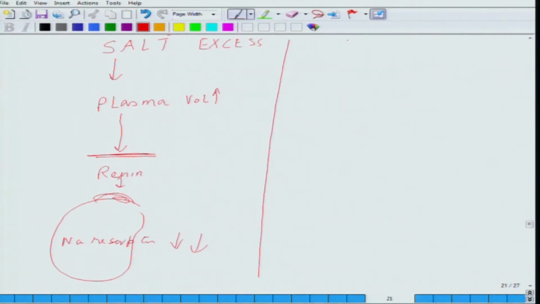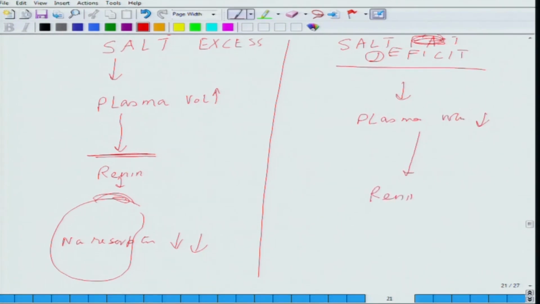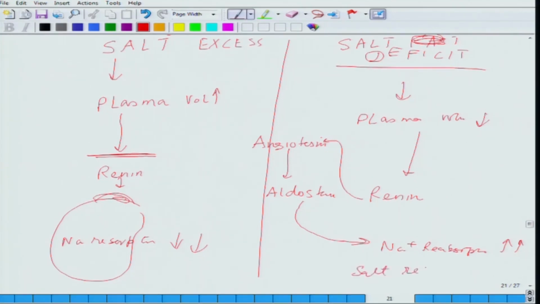But think of a situation when there is a salt deficit. This is what happens in fasting. Under a salt deficit situation, your plasma volume is going to go down and this will lead to the secretion of renin. So, what renin will do essentially, renin will activate something called angiotensin, and this angiotensin will secrete aldosterone. Aldosterone will essentially do the reverse thing, sodium reabsorption will be increased and salt excretion will be reduced. Okay.